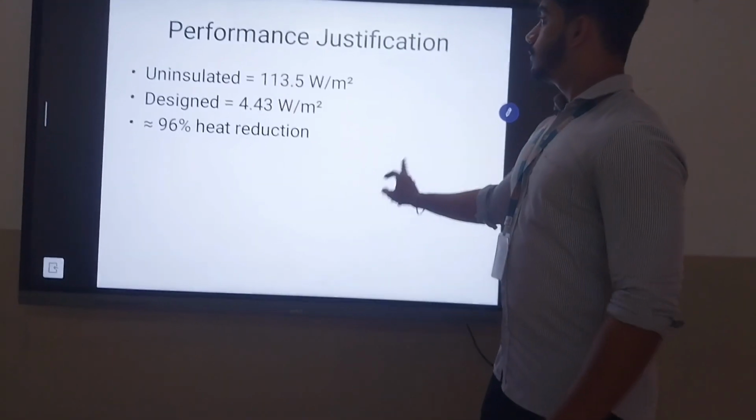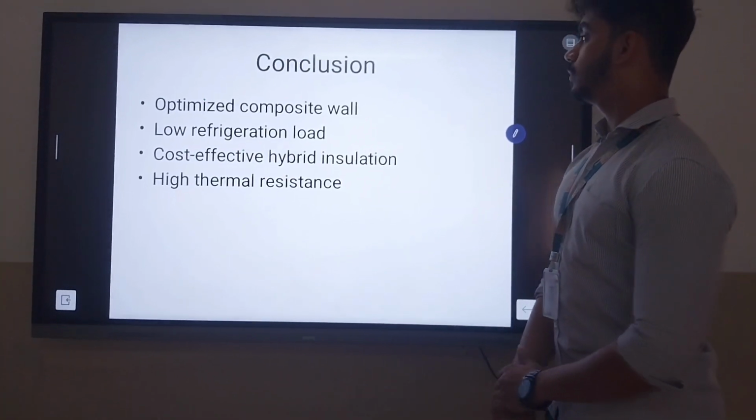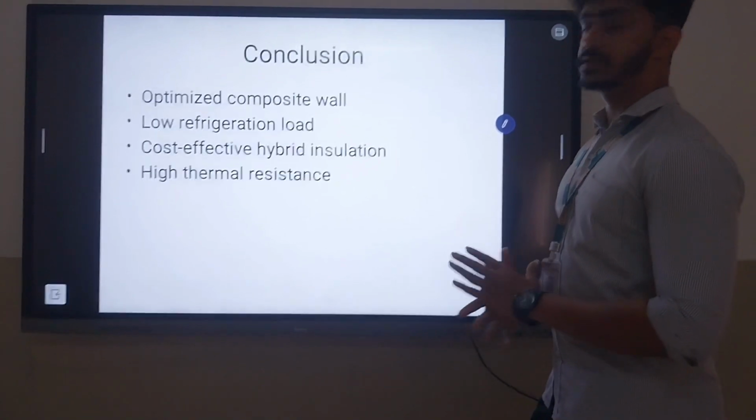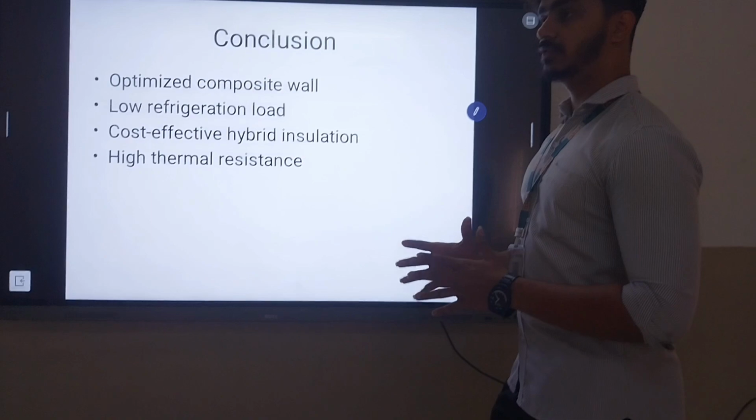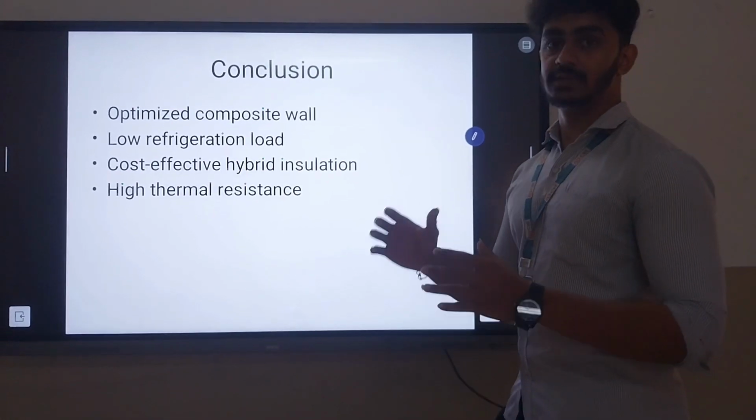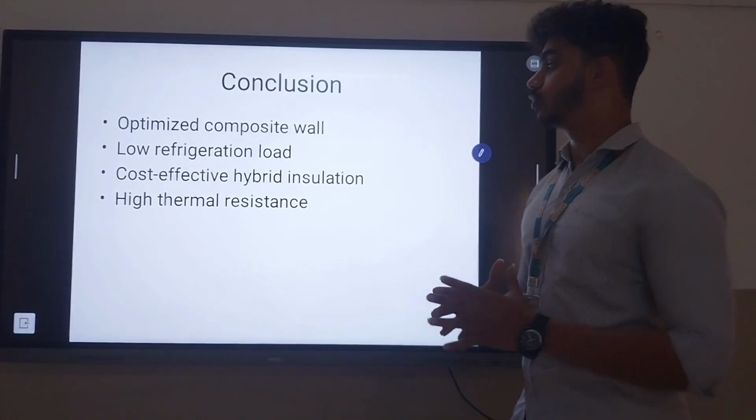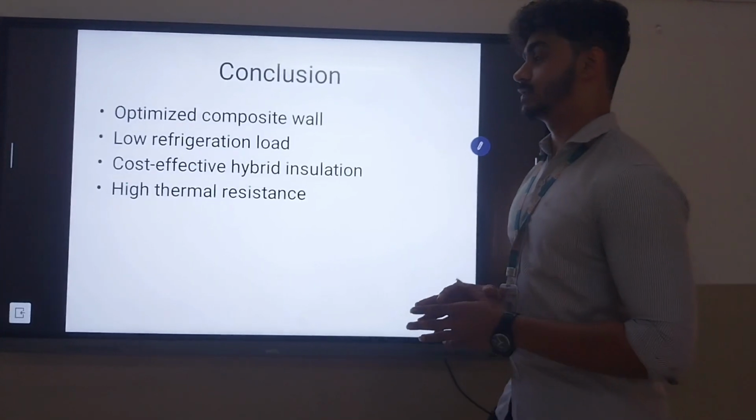So coming to the conclusion, we have optimized the composite wall for a low refrigeration load. It is also a cost-effective hybrid insulation. It is moderate in cost, not too high, not too low, and has a high thermal resistance.